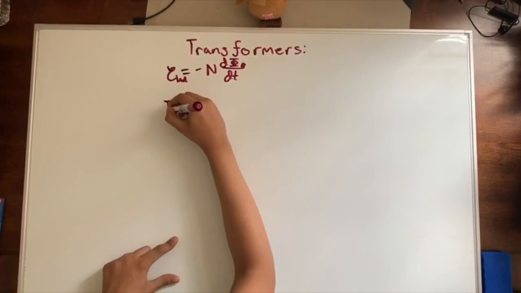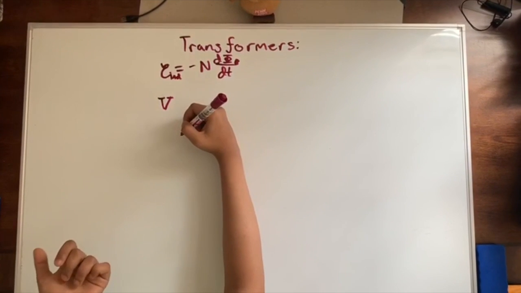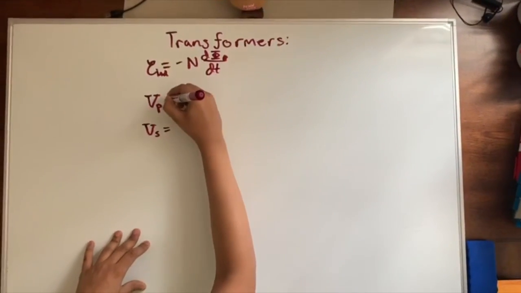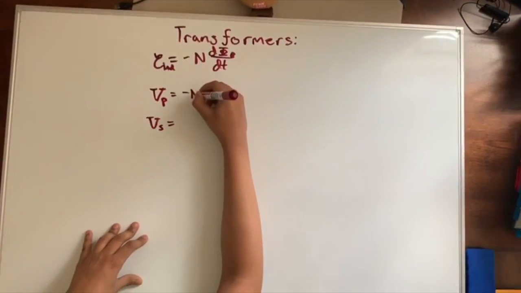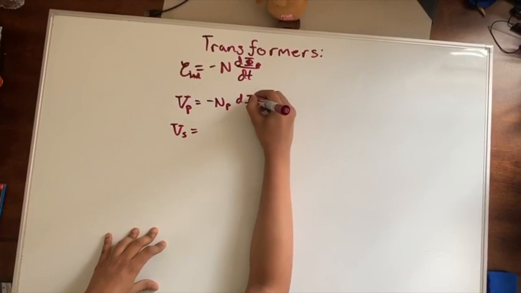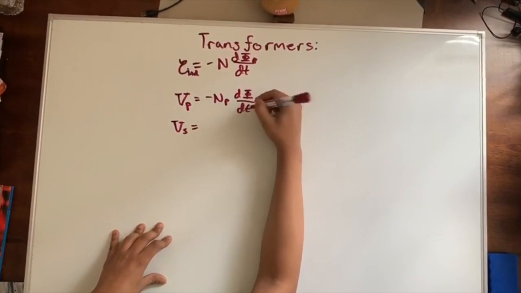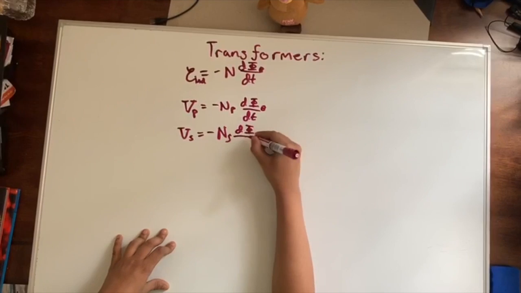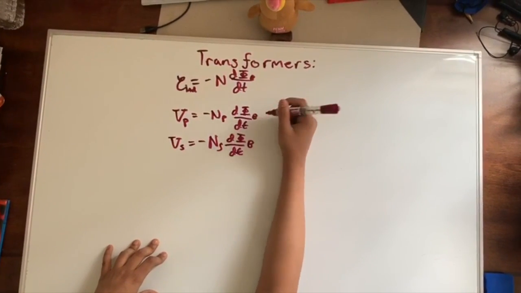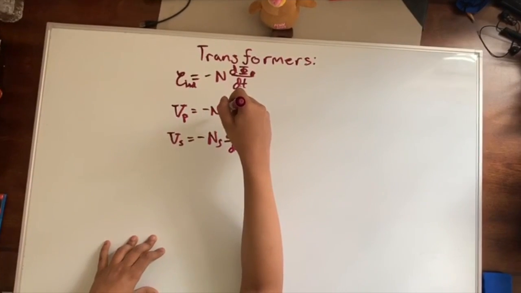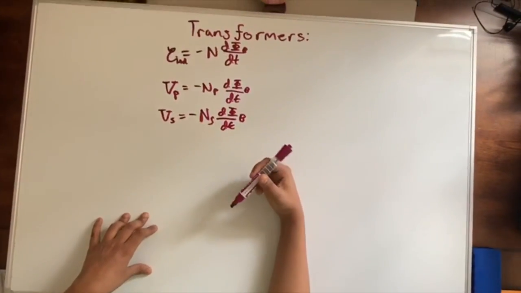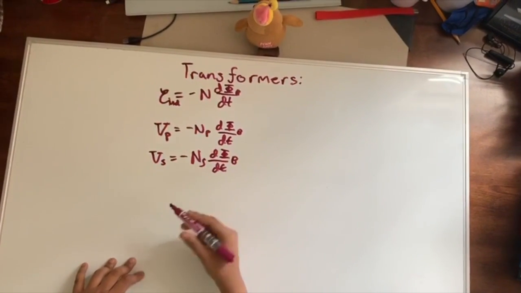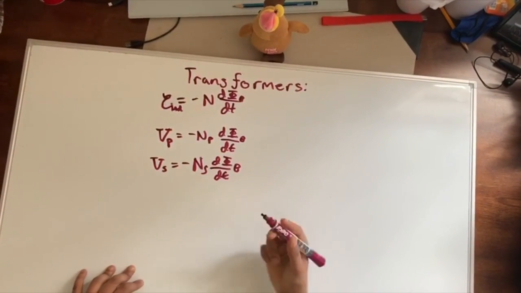So we can define two things. We can define our voltage for our primary coil and our voltage for our secondary coil based off of Faraday's law. We can say one to be negative N sub P d phi dt, and we can have negative N sub S d phi dt. What these mean is d phi dt is obviously the rate of change of our magnetic flux, and N sub P is the number of turns in the primary winding, and N sub S is the number of windings in the secondary winding. And they give you the voltage in the primary winding and voltage in the secondary winding.